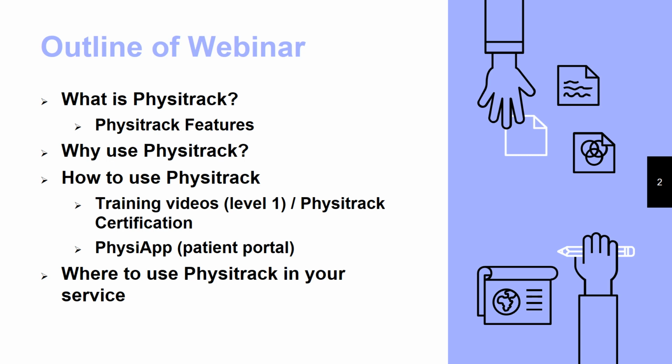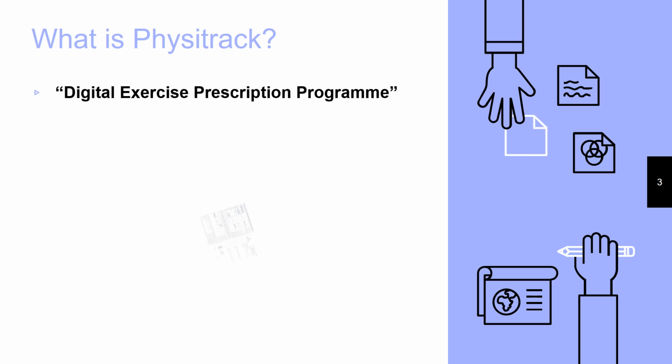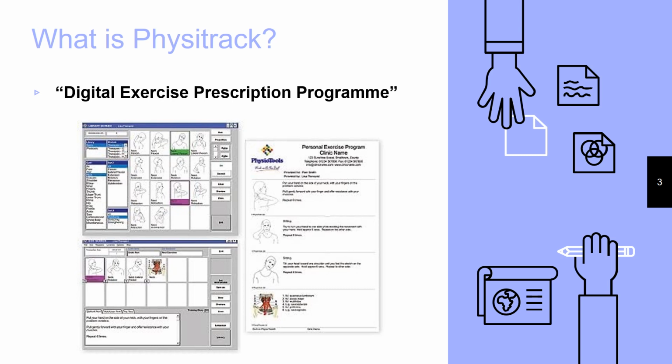This webinar will cover what Physitrack is, Physitrack's features, why use Physitrack, how to use Physitrack, and where it might be best to use Physitrack within your service. So what is Physitrack? Well, simply put, it's a digital exercise prescription program. You may have heard or used physio tools in the past, but Physitrack is not only for providing exercise sheets to patients. It has a whole host of other features.